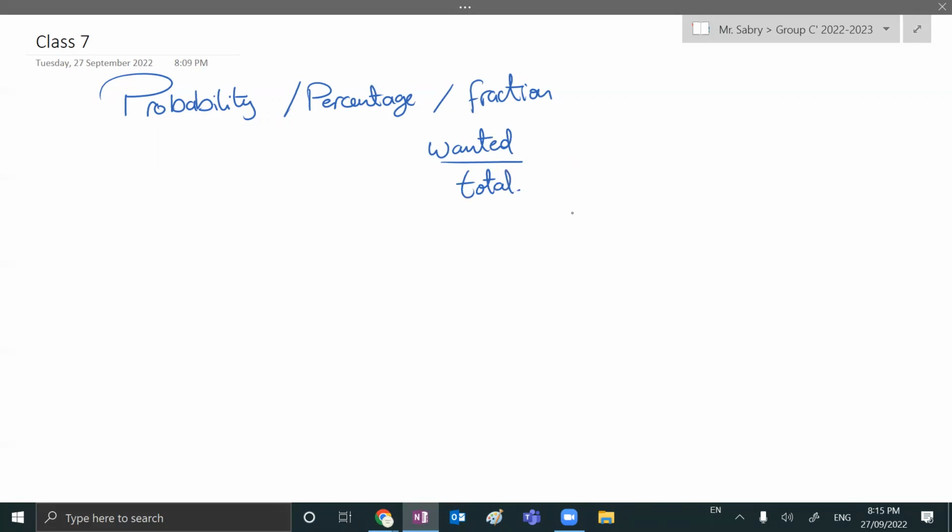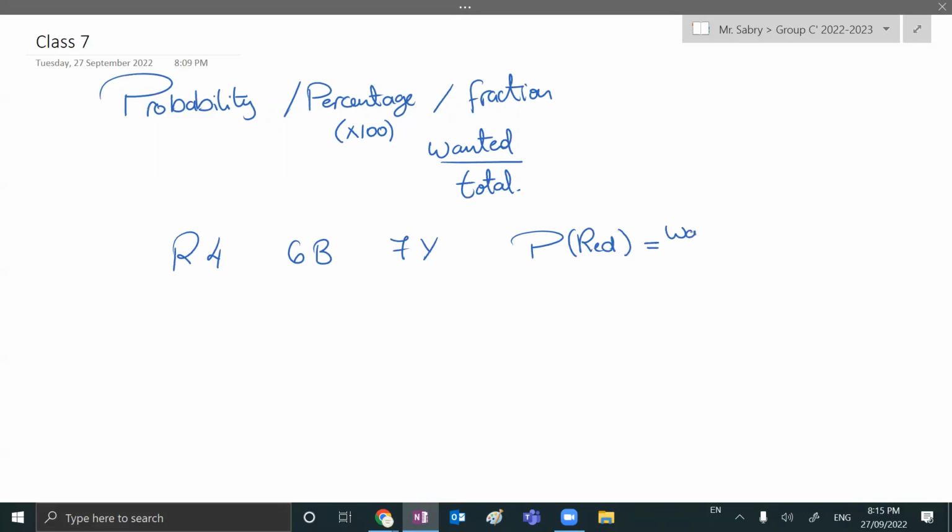The only difference between the three is that in the percentage we multiply by 100. And that's it. That's the only difference. So how is this applied? Let's say they'll tell you something like there are 4 red books and 6 black and 7 yellow. What is the probability of selecting a red book? So the probability of selecting a red book.